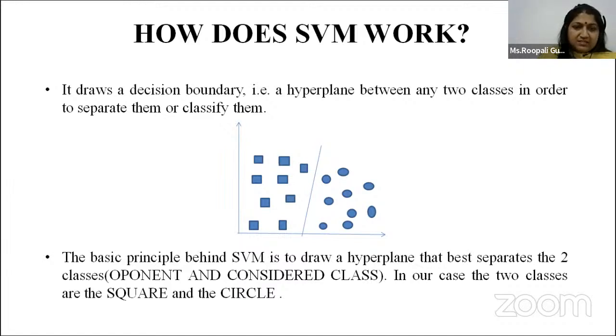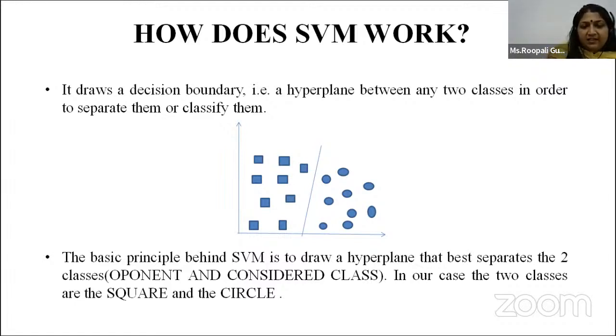The purpose of the decision boundary is to separate the two classes so that there will be no object of another type in one class. Means one class will be containing one type of object only. So the hyperplane basically separates two classes, in which each class contains the objects of that class only, right? So the basic principle behind SVM is to draw a hyperplane.